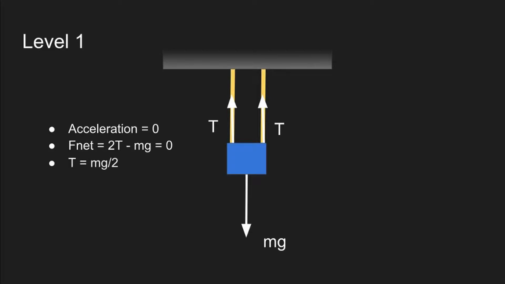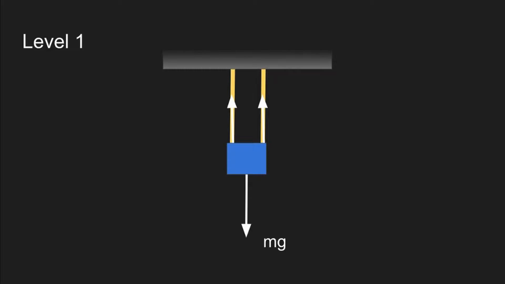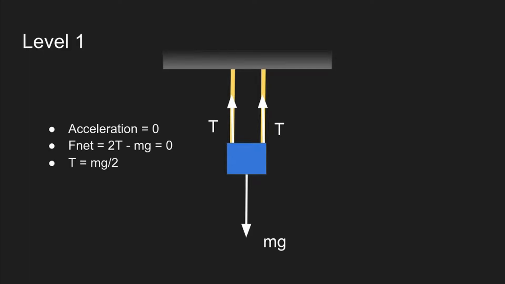And so if you solve for t, you get half of mg by 2. This is half of what we had earlier, right? So the moral of the story is that if you add more ropes, you distribute the force that you have to apply, which again makes sense.